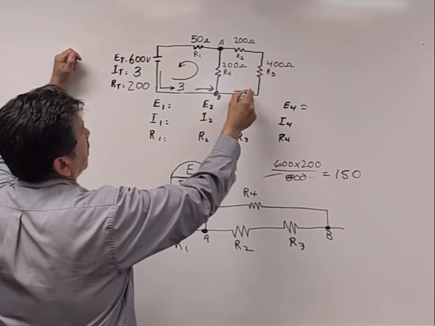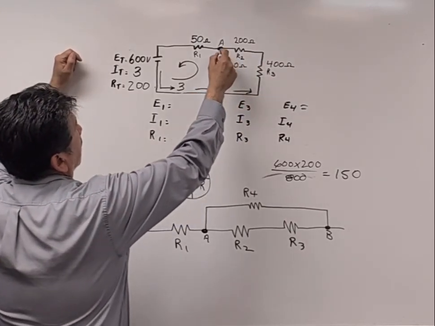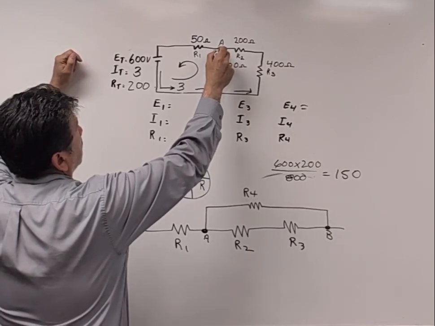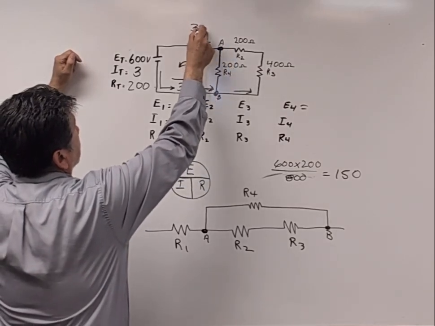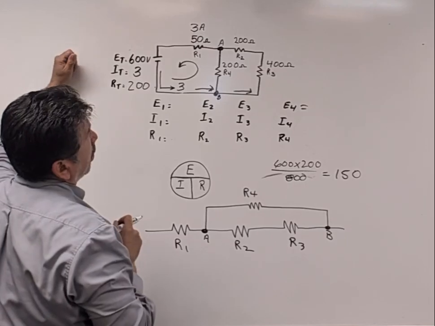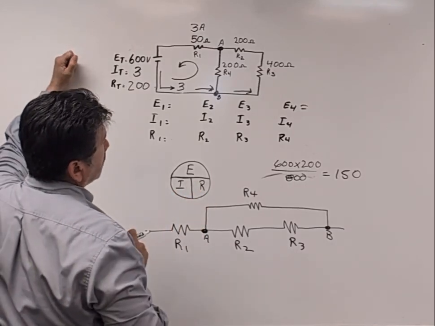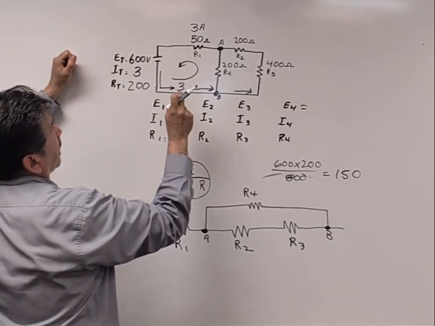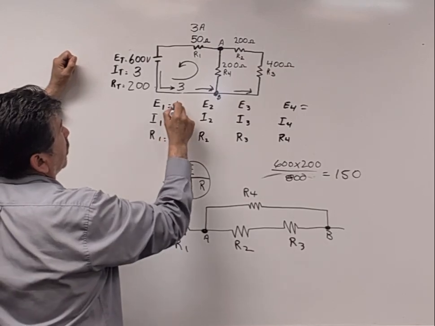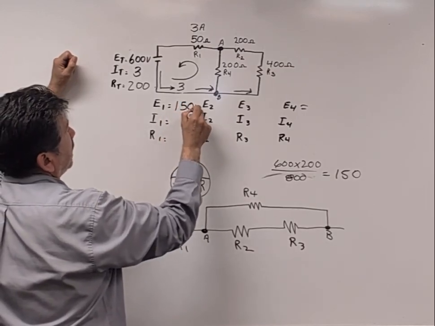Part is going to go this way, part's going to go this way. Come back in here and join back up to be the total of 3 again. So I know that 3 amps is on R1. So I can calculate a voltage of 150 volts as E1.